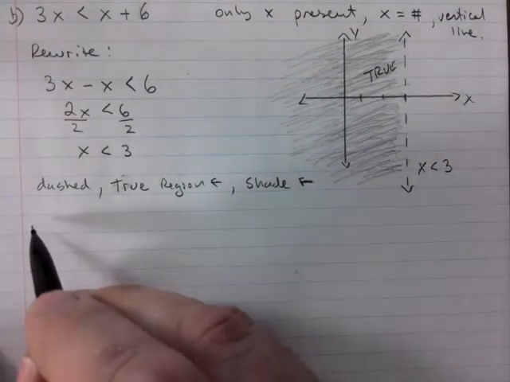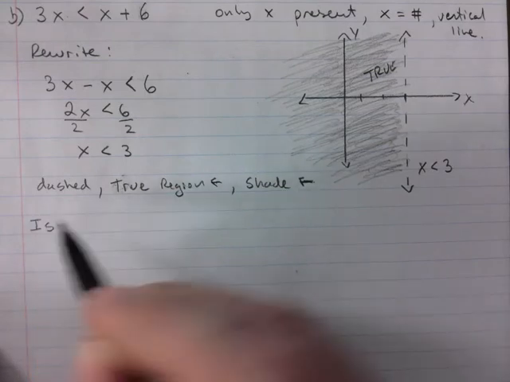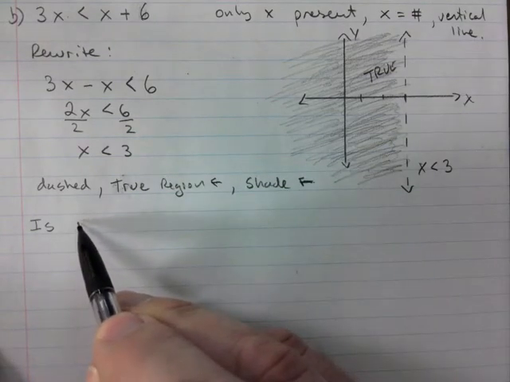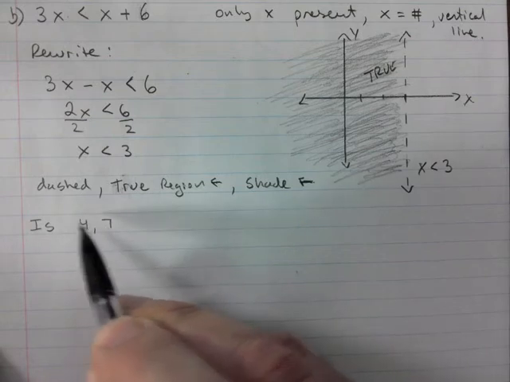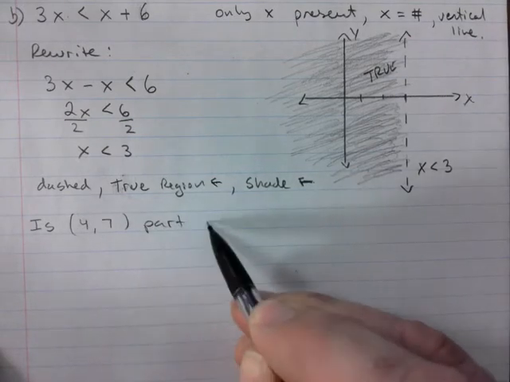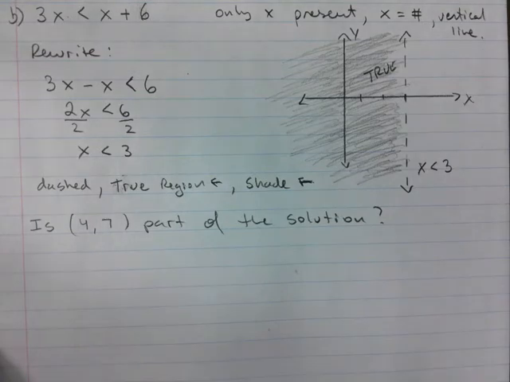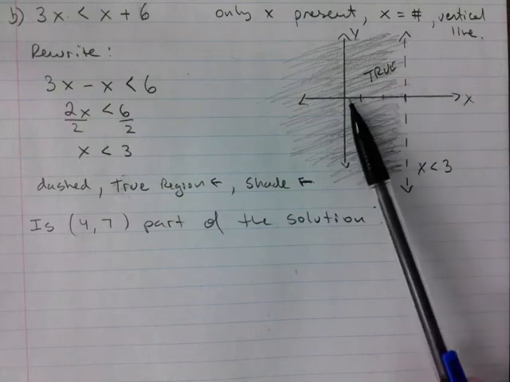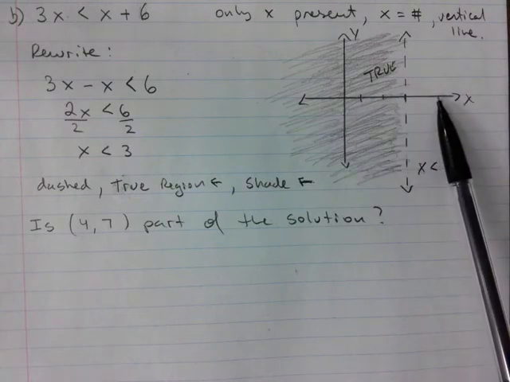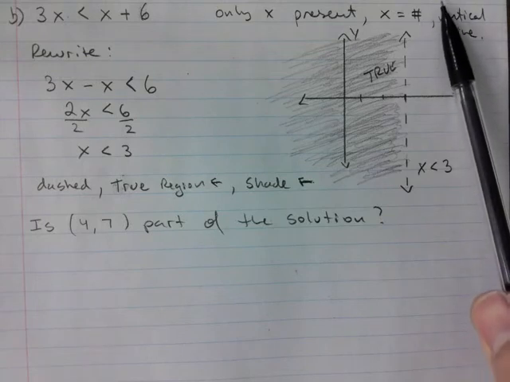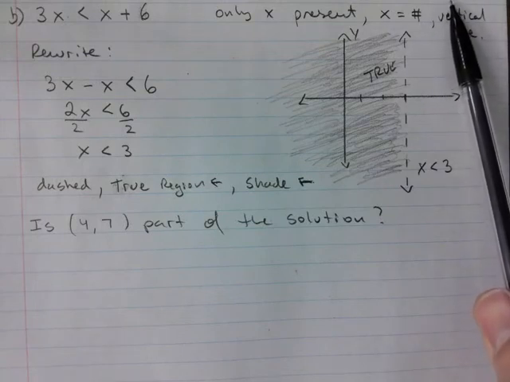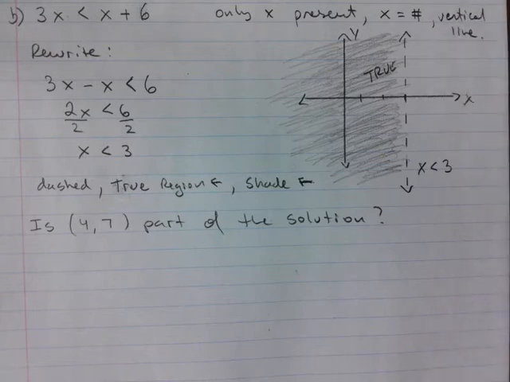I'm going to ask you a question here. Is 4, 7 part of the solution? Is the point (4, 7) part of the solution? Just look at the graph and the coordinate. Where would (4, 7) be approximately? This is 1, 2, 3, 4. And then 7 is up here somewhere, correct? It's not going to be part of the solution. Do you agree? It's in the false region.